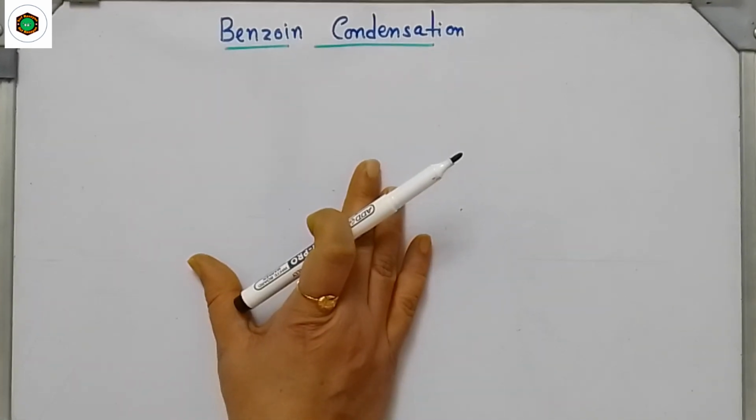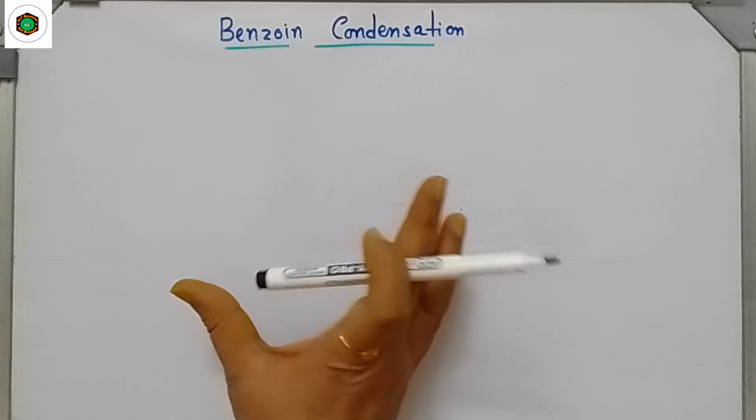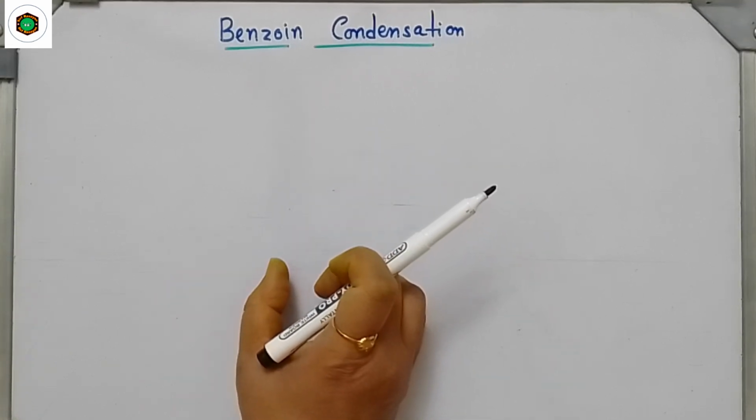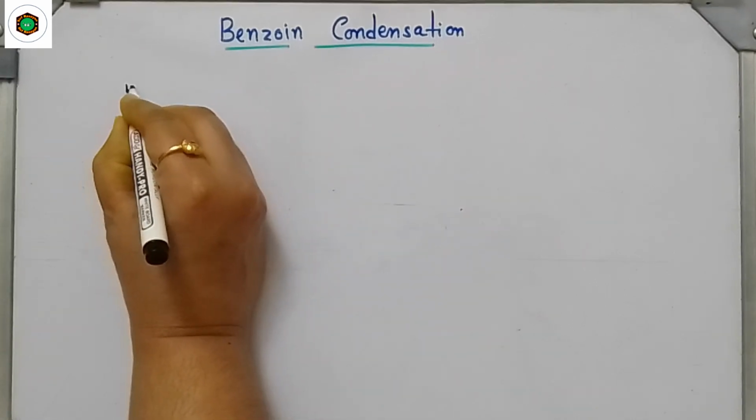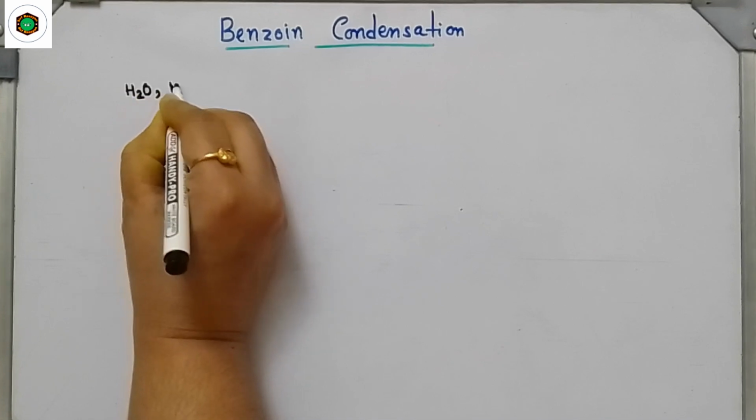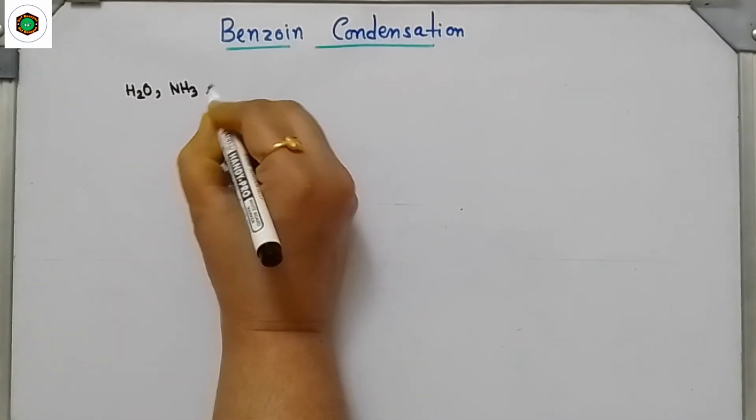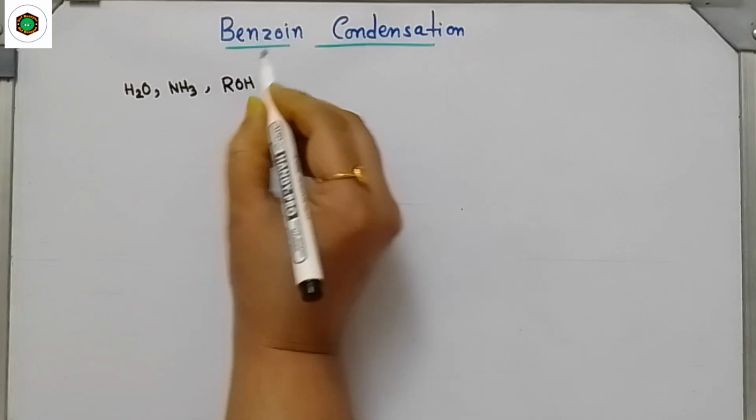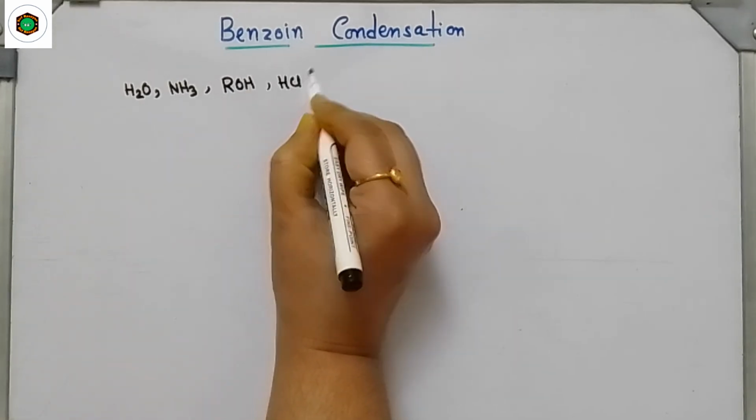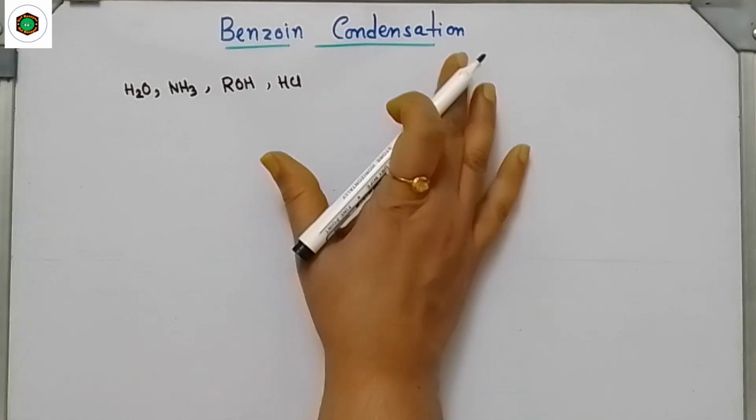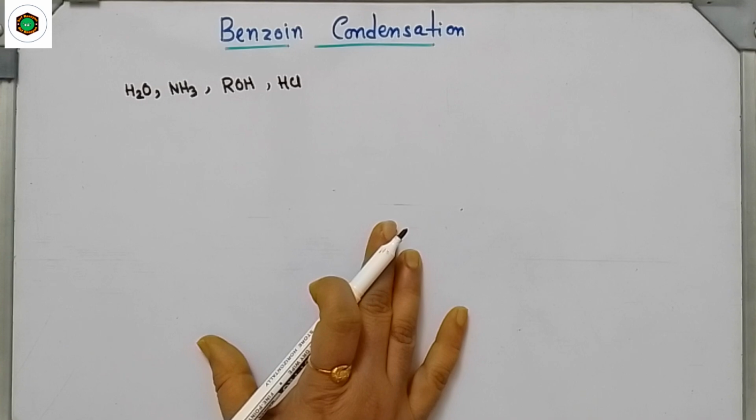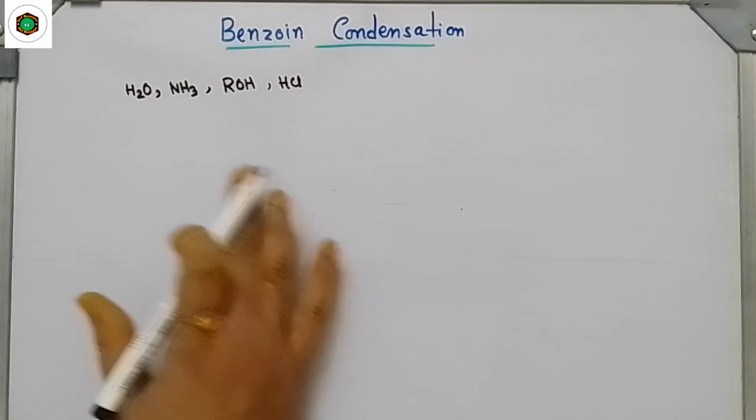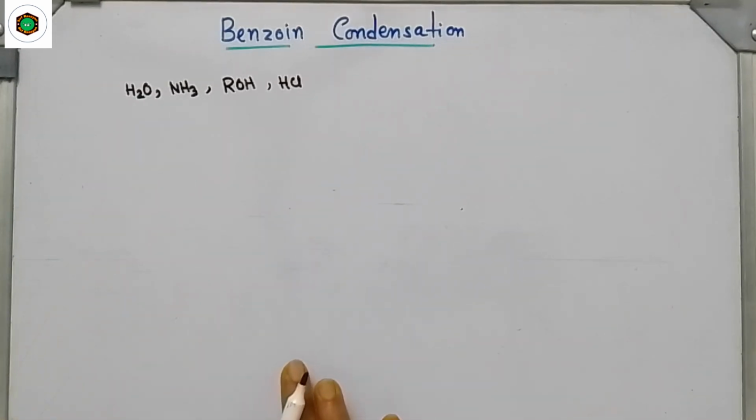We know when two or more identical or different molecules unite together with or without removal of simple molecules like water or ammonia or alcohol ROH or HCl etc. The reaction is called condensation reaction. In benzoin condensation reaction, there is no elimination of small molecules.